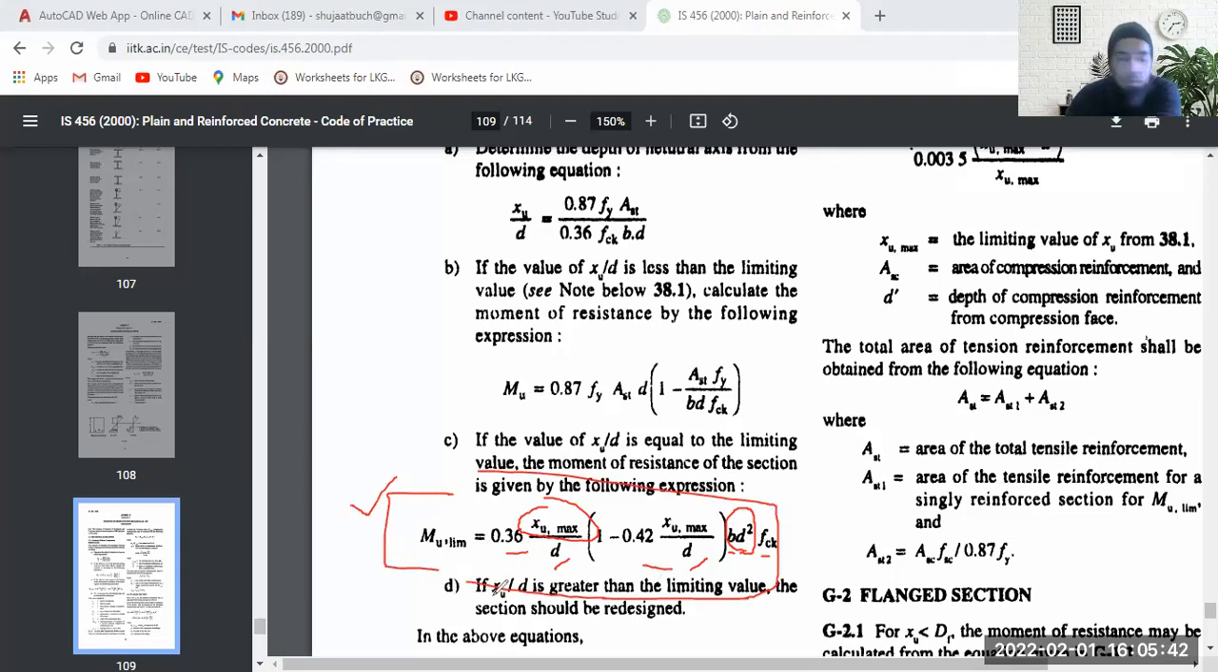So this is for the balanced section. Now if your XU by D is greater than the limiting value, MU becomes MU limiting. It does not remain as MU. What does limiting mean? It cannot be more than this; the resistance of the section cannot be more than this. This means that in a balanced section the maximum moment of resistance is that of one section.